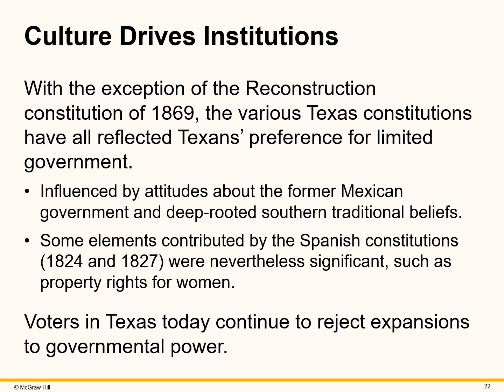Culture drives institutions. With the exception of the Reconstruction Constitution of 1869, the various Texas constitutions have all reflected Texas's preferences for limited government. Influenced by attitudes from the former Mexican government and deep-rooted Southern traditional beliefs, some elements contributed by the Spanish Constitution were nevertheless significant, such as property rights for women. Voters in Texas today continue to reject expansions of governmental power.